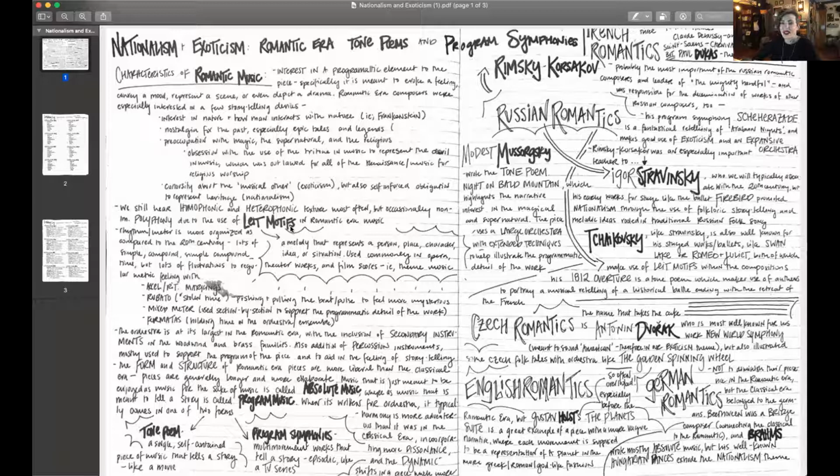Leitmotifs are melodies that represent a person, place, idea, character, or situation. They're somewhat like theme music. They are melodic ideas that are really adhered to either a character or an idea. We hear them all the time in film music and music for staged productions.